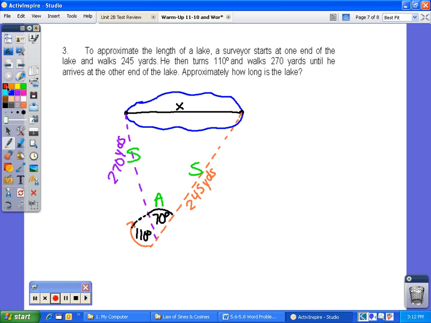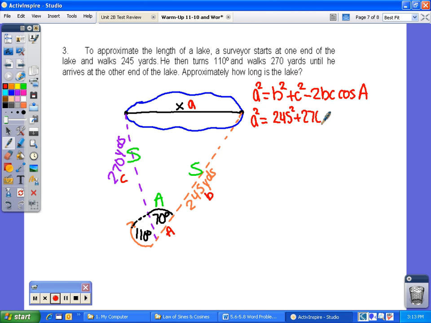So the law of cosines says that if I call this A, this will be angle A. And then these can be B and C. It doesn't matter really what order you put things in. So I'm going to use A squared equals B squared plus C squared minus 2BC cosine of A. I don't know what A is, so I'm going to plug in 245 squared plus 270 squared minus 2 times 245 and 270 times the cosine of 70.